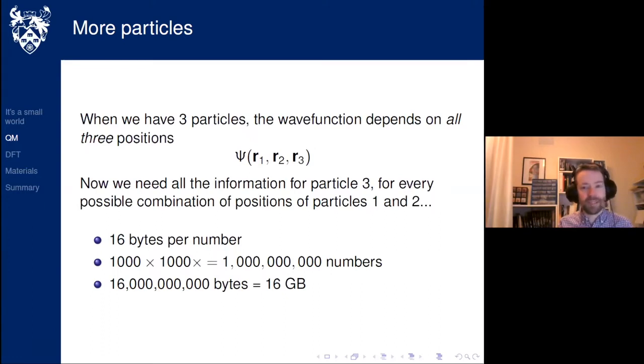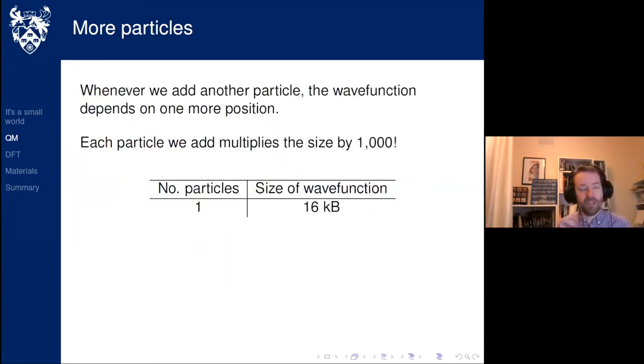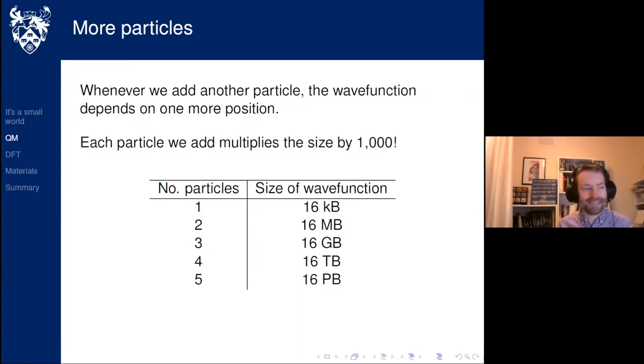Well, by now you may have worked out what's happening. Whenever I add another particle, the wave function depends on 1 more position, and the behavior at that position depends on all the combinations of all the particles I had before. And that means that every particle I add multiplies the size of this wave function by 1,000. So whereas 1 particle gave me 16 kilobytes, 2 particles 16 megabytes, 3 particles 16 gigabytes, if I go to 4, I'm up to terabytes. 5, I'm up to petabytes. 6, I'm up to what we call exabytes. 7, I'm up to zettabytes.